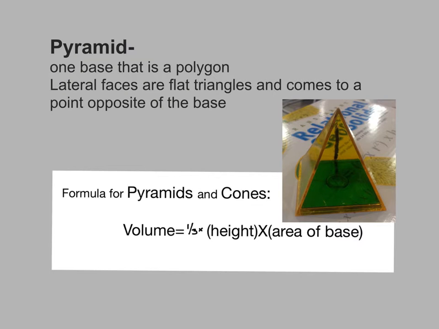Pyramid. Some characteristics of a pyramid are that it has one base that is a polygon, and its lateral sides are flat triangles that come to a point on the opposite end of the base. The formula for a pyramid and a cone is volume equals 1/3 times height times area of its base.